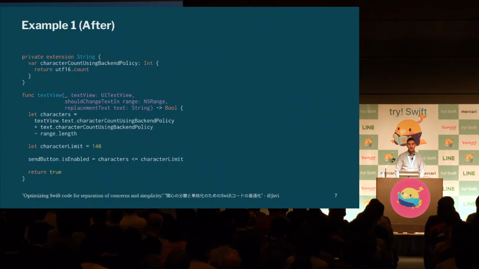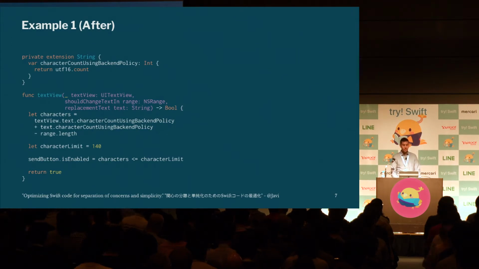So we can very easily create a helper on string that gives a name to our concept. We can call it character count using backend policy. We don't have to even create a different file for this tool. We can put it alongside the code that uses it. But now we can read that code and understand that it's using that specific policy for counting characters that is important for how this is implemented in our backend.